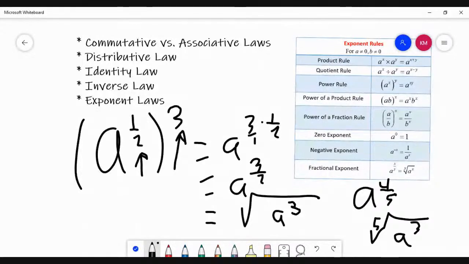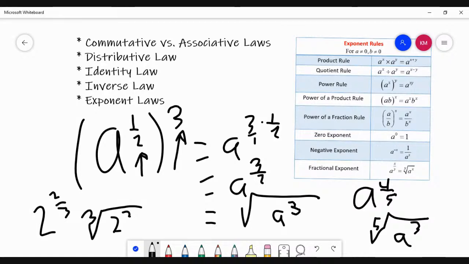Also, this works for numbers. Say, for instance, you have 2 to the 2/3. Well, the root is a cube root, and the 2 is squared. The numerator goes on the inside, raised to a power. The denominator goes on the outside, and it's the root.